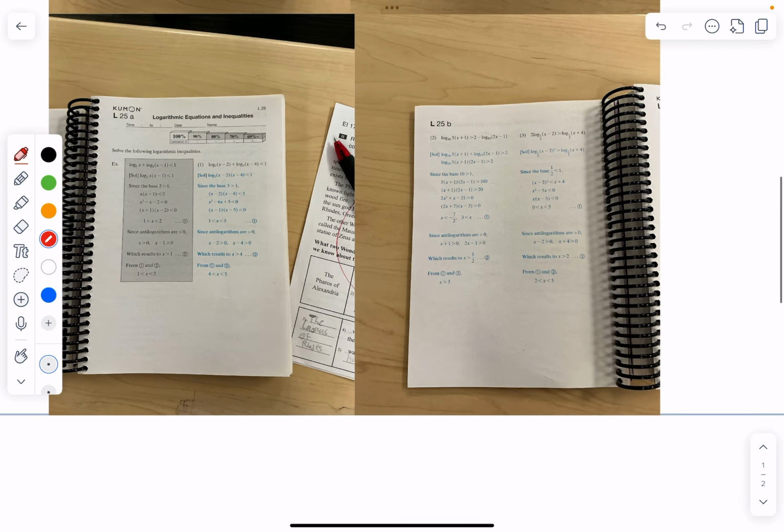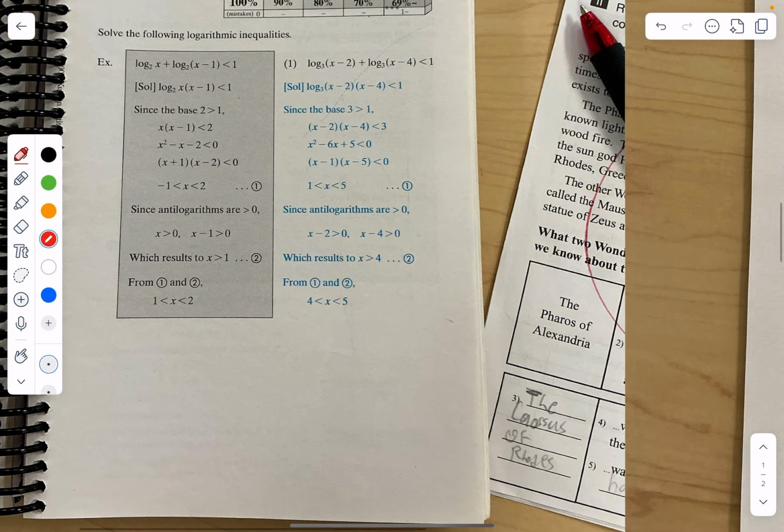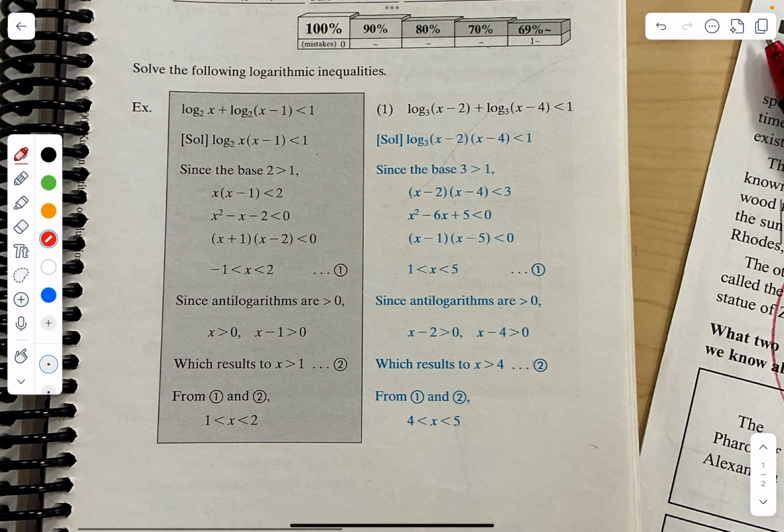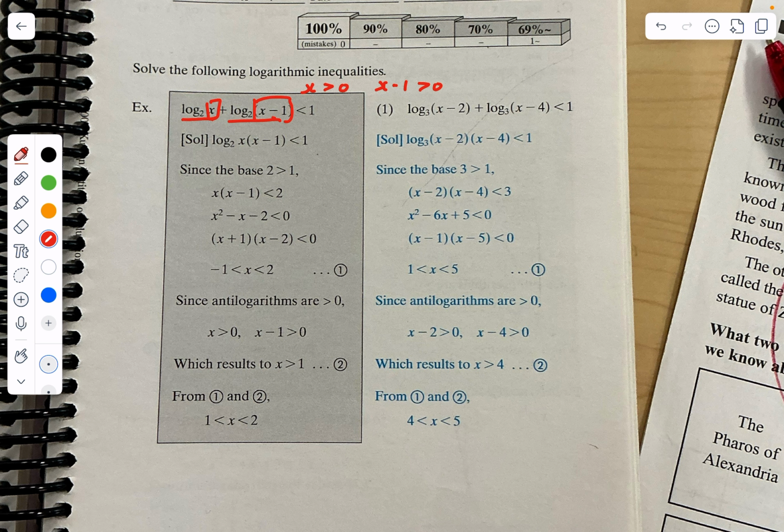Okay, so in this case over here, let's also take a look at our example. So we have 2 logs adding each other up. So don't be afraid of that. Immediately I know that this x and also this x minus 1 has to be greater than 0, right? So I write it on the side, because that's the anti-log's attribute, which you will see somewhere over here as well. All right, then we will evaluate it one by one.